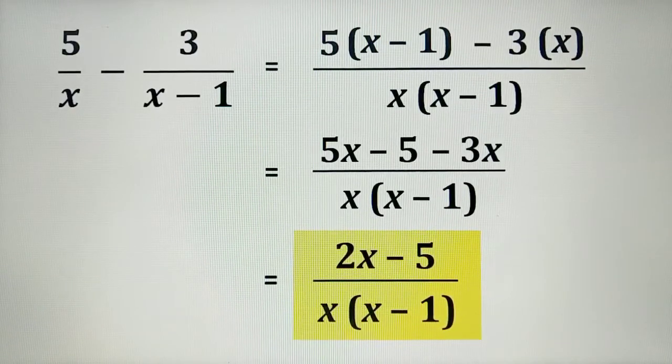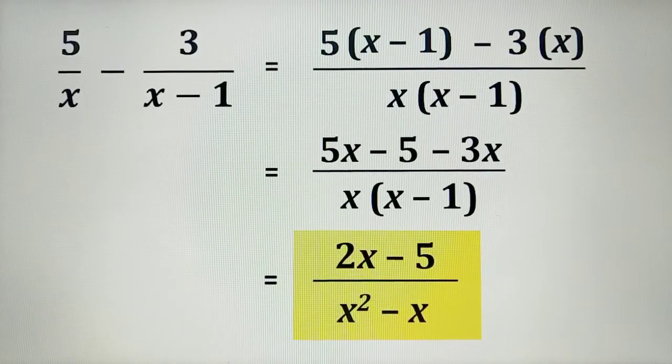We can also express this by expanding the denominator. That is x squared minus x. So we have 2x minus 5 all over x squared minus x.